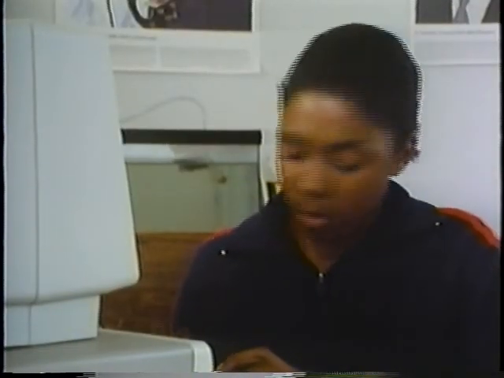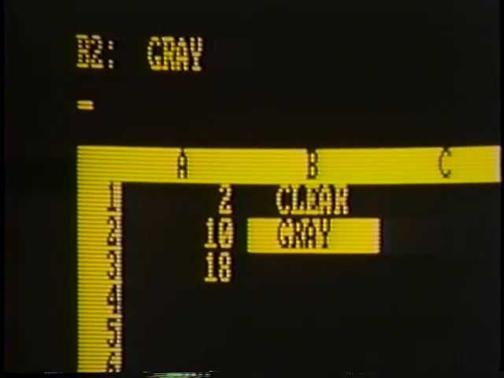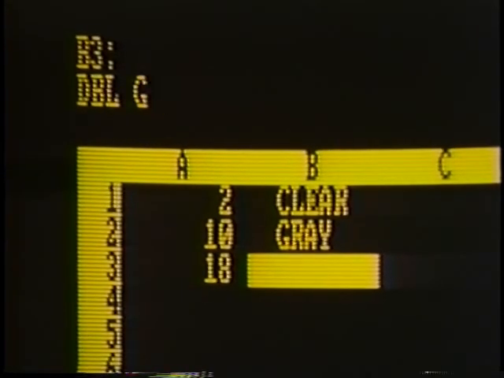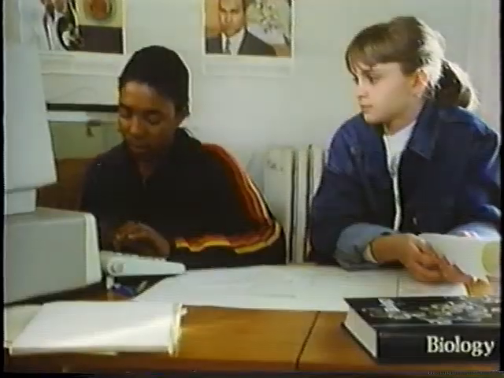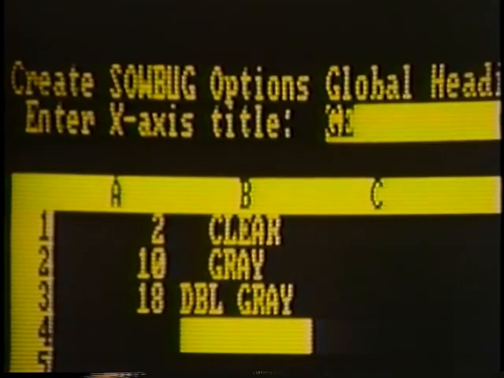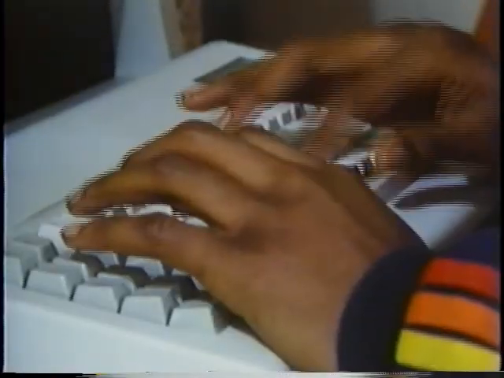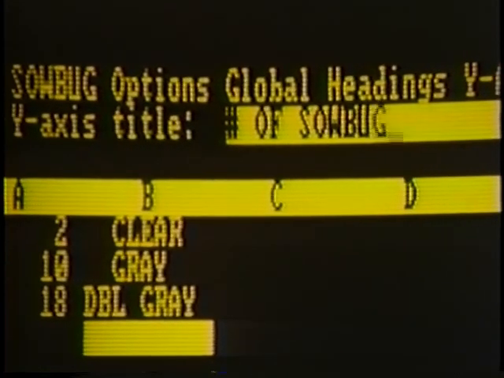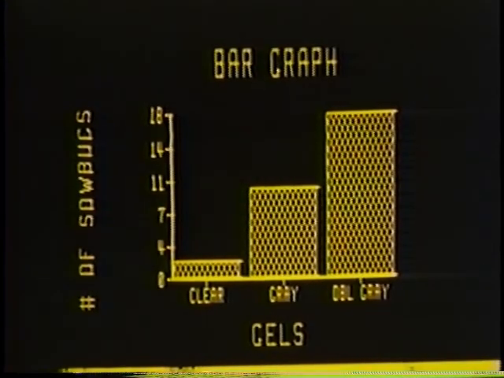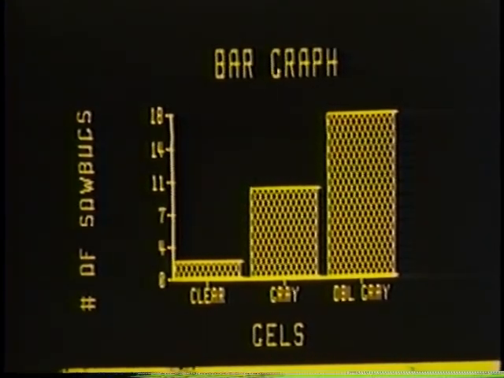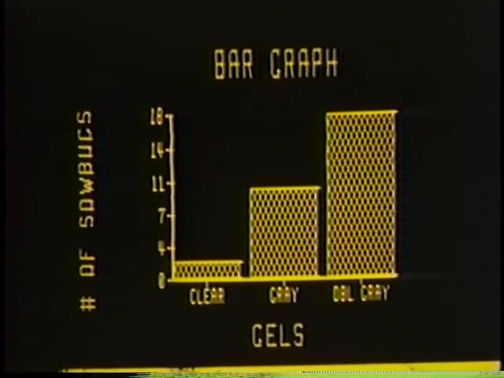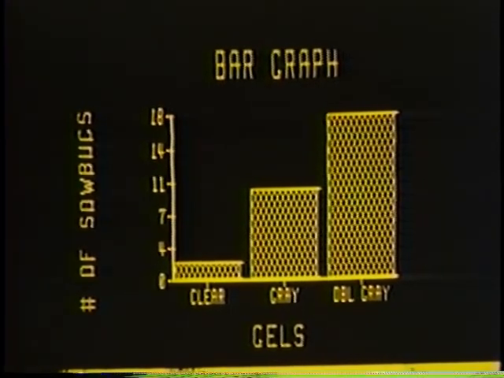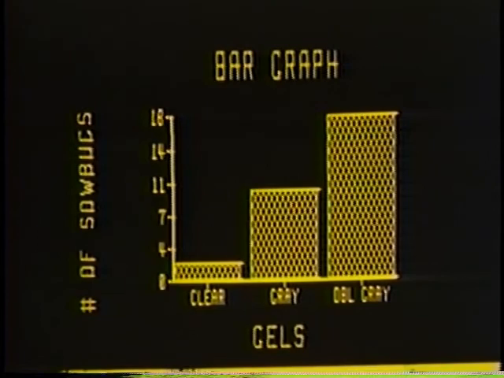Nathan has found another way to display his graphs. He can use his computer. You use the same variables and the same x-axis and y-axis that you would use when drawing a graph. The graph shows that the clear gel, allowing the most light, had the smallest number of sow bugs. The double gray, which allowed the least amount of light, had the most sow bugs after an hour.